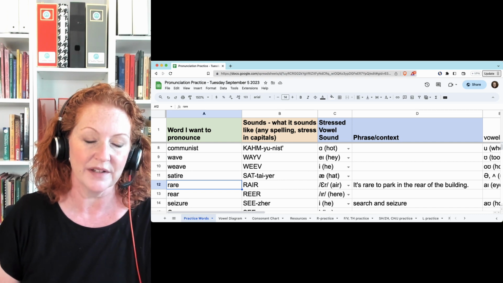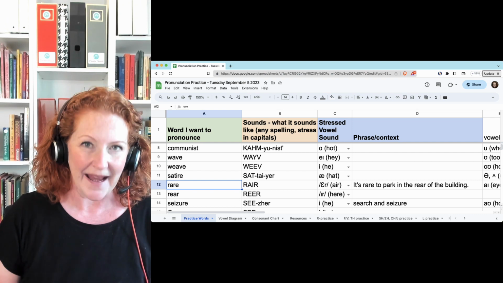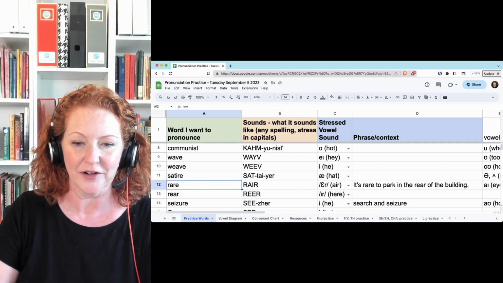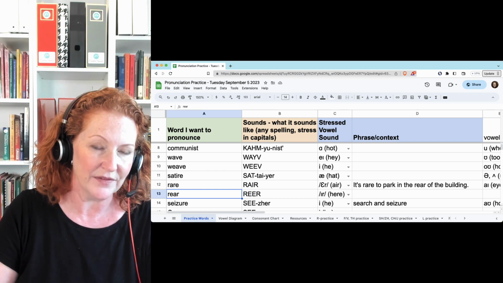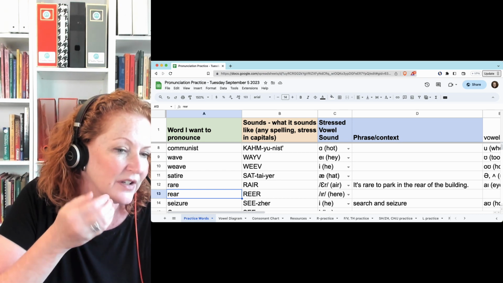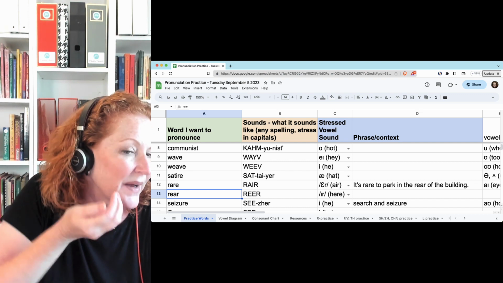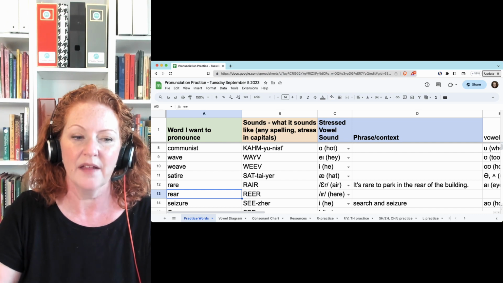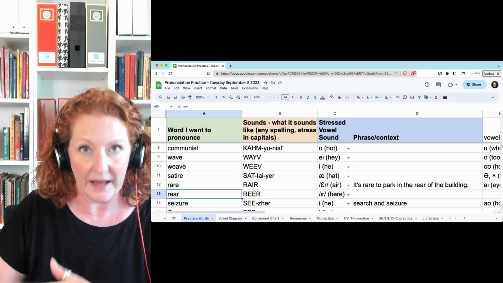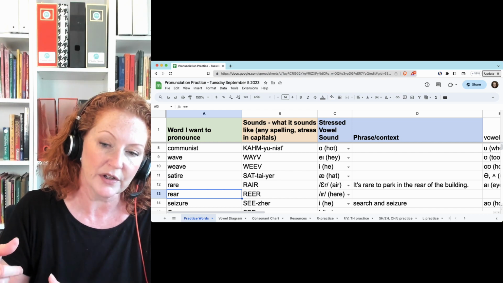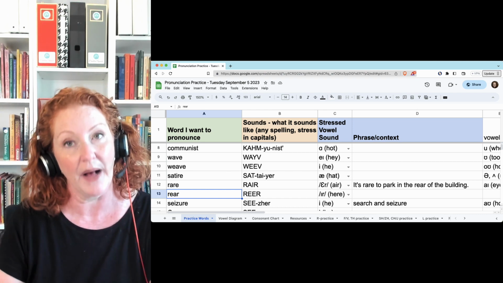Rare. The vowel is air, so think of air with an R. Rare, rare air. And rear. This is like wave and weave, with E. Your tongue is staying in the E, very high position. Rear. It goes back for the R, up for the E, back for the R. Rear. And that can mean to raise. It can also mean behind. So it's rare to park in the rear of the building, means behind the building. It's unusual to park behind the building.